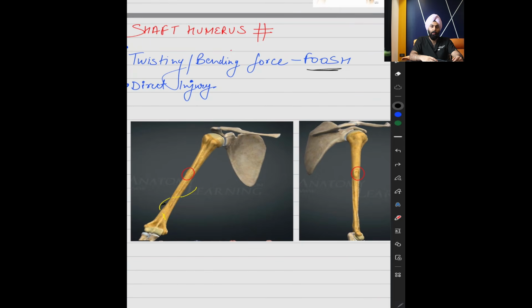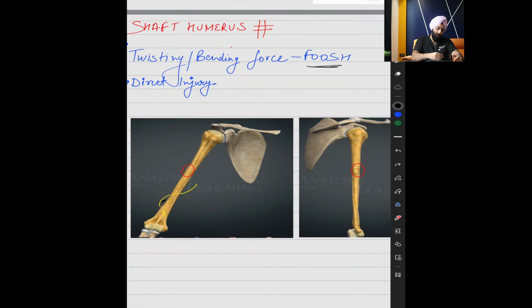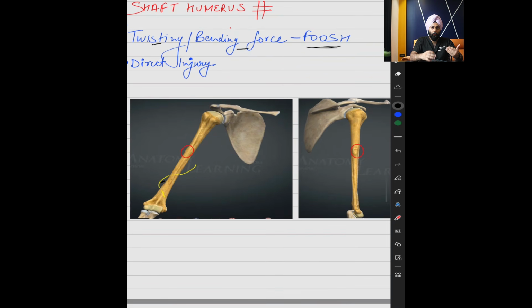Okay. So now we move on to shaft of humerus fractures. Again, twisting and bending force causes this injury. Fouche injury, again it can be either due to a direct injury as well. The basic anatomy of the humerus is such that in the upper half it is cylindrical and begins to flatten in the AP direction as we go downwards.